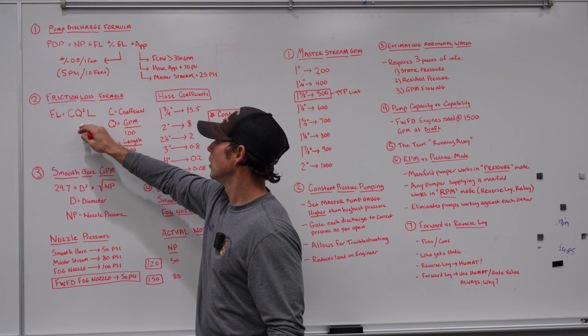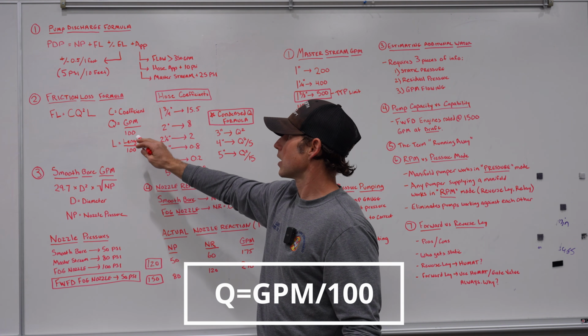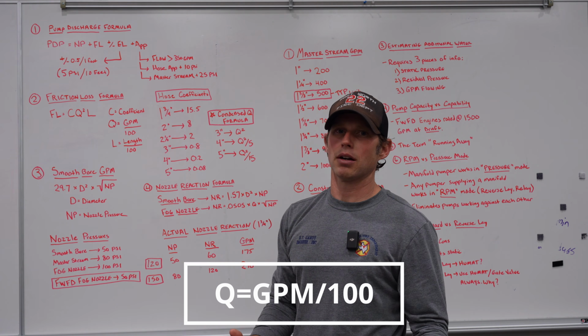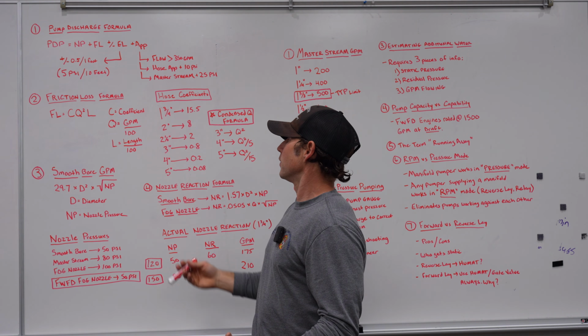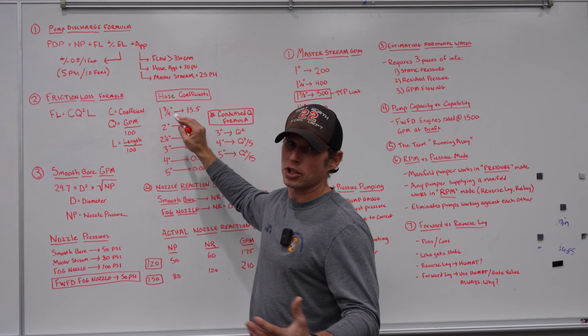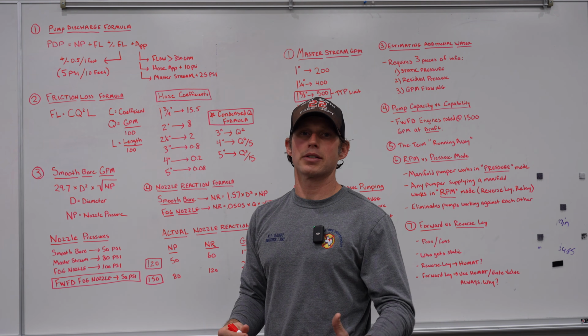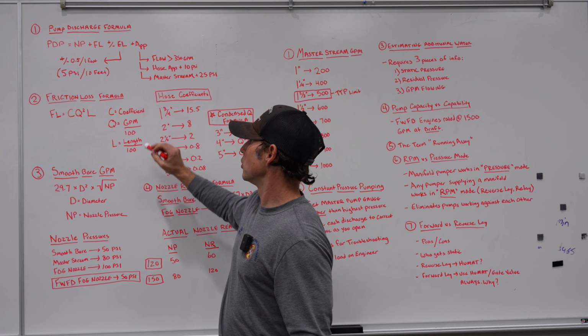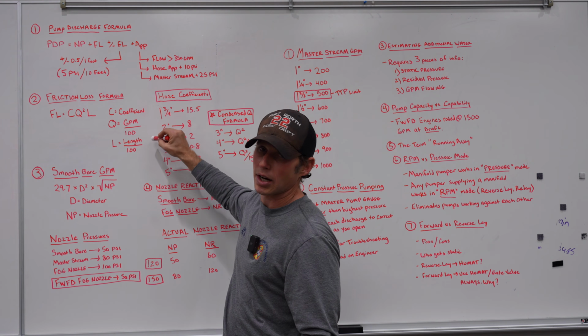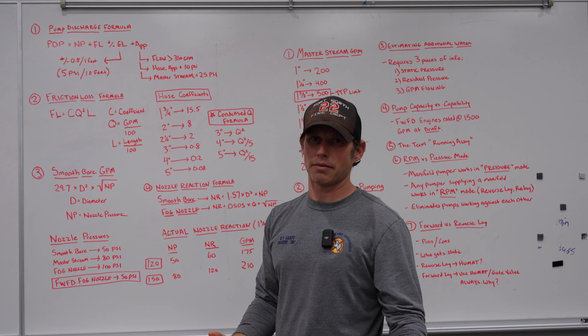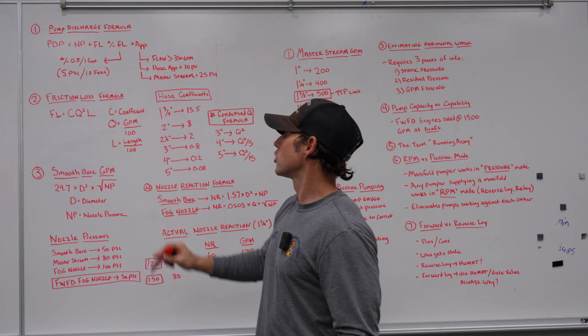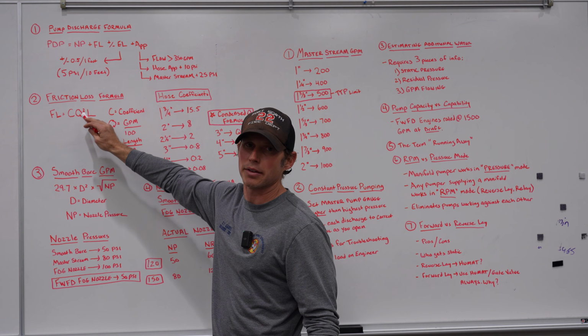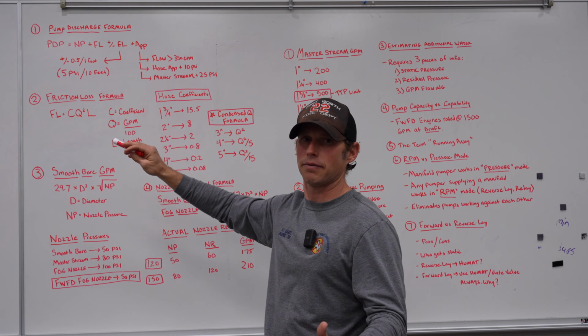Our Q in this formula is going to be our gallons per minute divided by 100. So if the question involves 1 3/4 line, we know that's going to be 175 gallons per minute. So what you do is you're going to put 175 divided by 100. It's going to equal 1.75. Very, very basic. Just make sure you don't forget to square that. So in that scenario, it would be 1.75 squared.